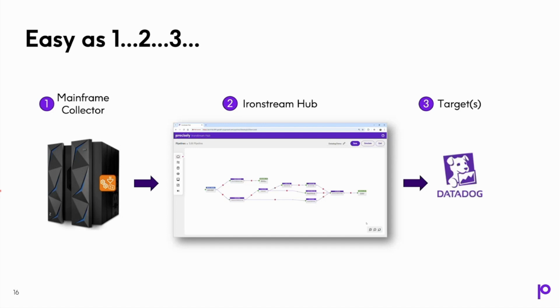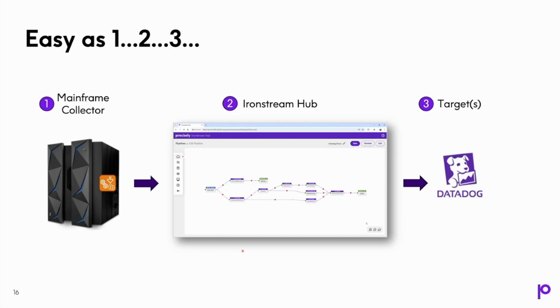If you can't get the right data to the right targets, you're not going to be able to achieve your AIOps goals. So here is an example where we make it as easy as 1, 2, 3 to achieve just that. On the left, we have step 1, which is the collector. We have collectors that run on the IBM platforms that efficiently capture the information as quickly as possible and deliver to the targets that you want to use today.